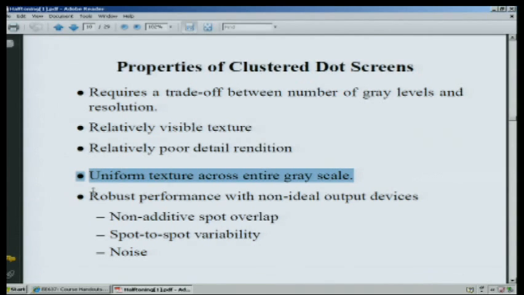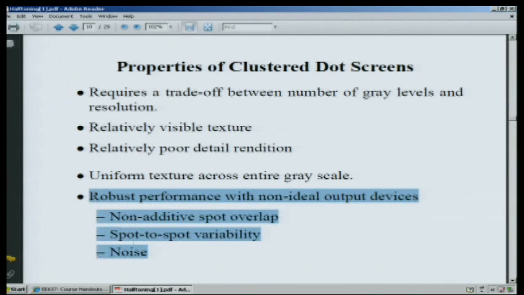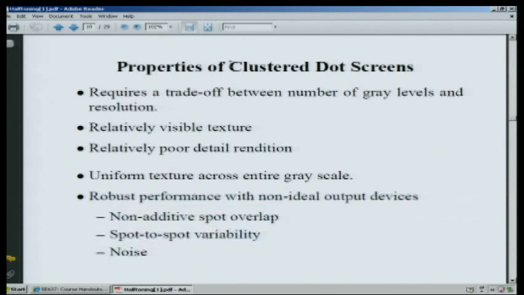And it's robust to a lot of non-idealities in devices, so non-additive spot overlap or spot-to-spot variability or noise. So actually, clustered dot screens are used very commonly in a lot of high volume printing. They're a digital analog to what was done historically using analog printing technologies. So it's kind of interesting.